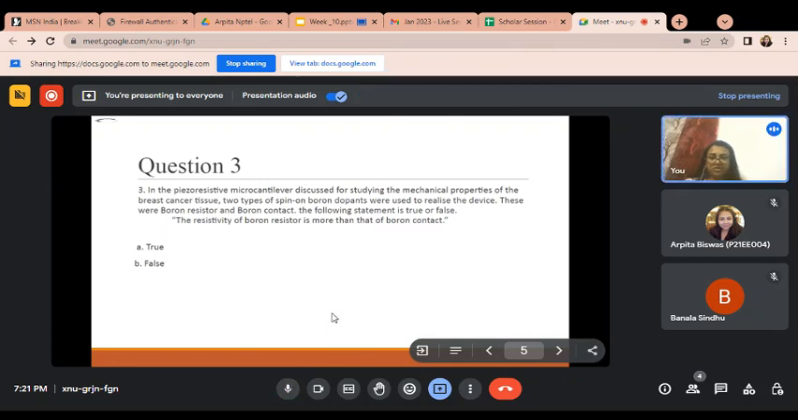In the piezoresistive microcantilever discussed for studying the mechanical properties of breast cancer tissue, two types of spin-on boron dopants were used to realize the device. These were boron resistor and boron contact. The statement is the resistivity of a boron resistor is more than that of boron contact. Is it true or false? Ma'am, I think false. What is the answer? Is it true or false?